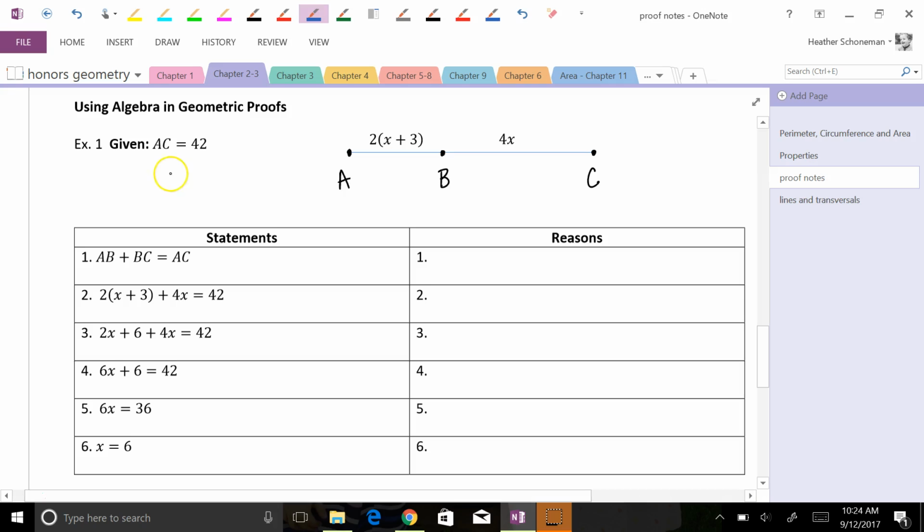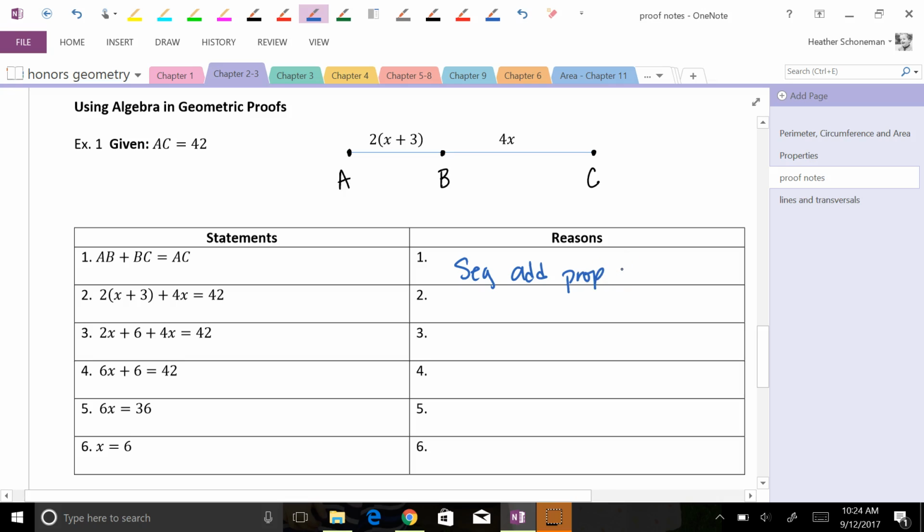So it's given to you in the directions that AC equals 42, and you also have this picture to go along with it. So the first thing they said was that the measure of AB plus the measure of BC equals the whole thing, AC. So what property we learned is the left plus the right equals the whole thing with segments. Well, that would be the segment addition property.